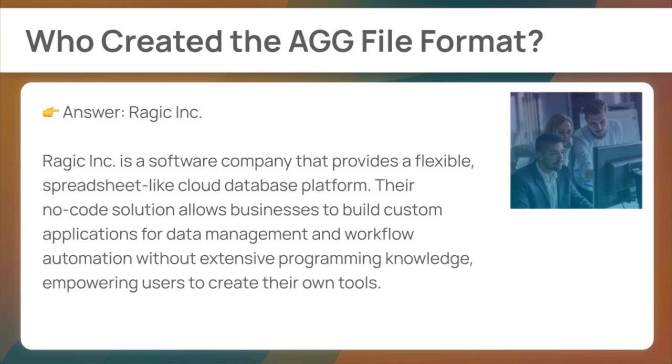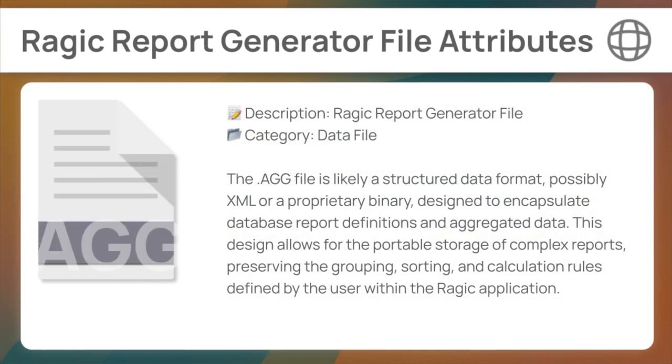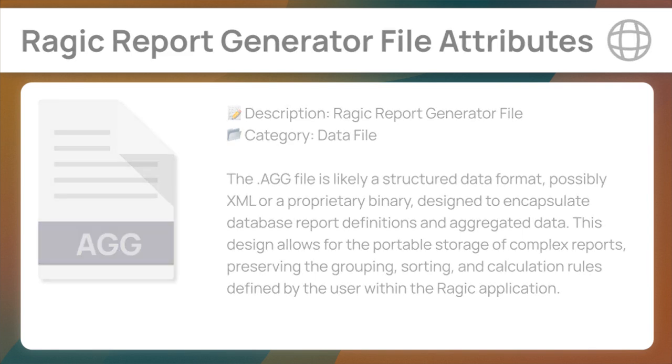outside the Ragic platform. The AGG file is likely a structured data format, possibly XML or a proprietary binary, designed to encapsulate database report definitions and aggregated data. This design allows for the portable storage of complex reports, preserving the grouping, sorting, and calculation rules defined by the user within the Ragic application.